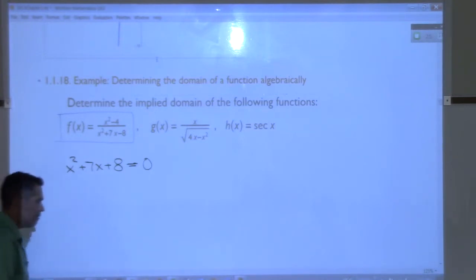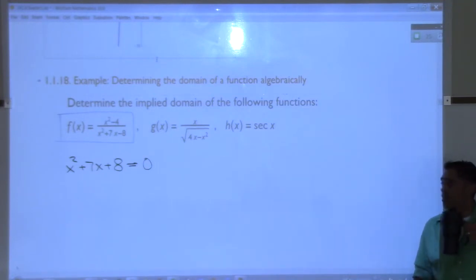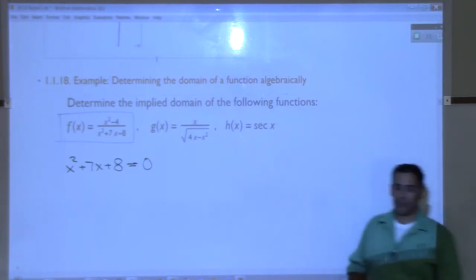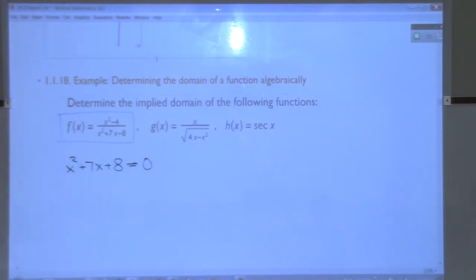So how would you do that, Marcus? Solve for x. Okay, how would you solve for x on that one? Subtract 8 from both sides. Okay, x squared plus 7x equals negative 8. And then probably factor out an x. Okay, I'm going to go down that road.